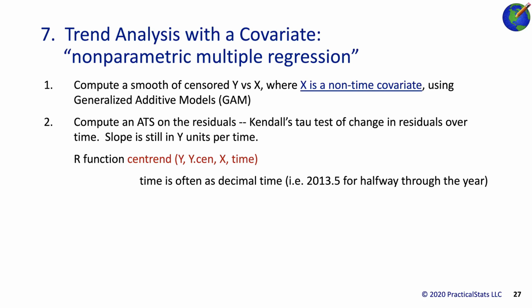And then you take the residuals from that smooth and run ATS on the residuals to get a Kendall's tau type change over time. So it's an ATS where the X variable is time, and the Y are the residuals from that smooth. What we're doing with the smooth is factoring out the effect of all of those other variables so that the only effect still in there is time, and then run the ATS trend test on time.